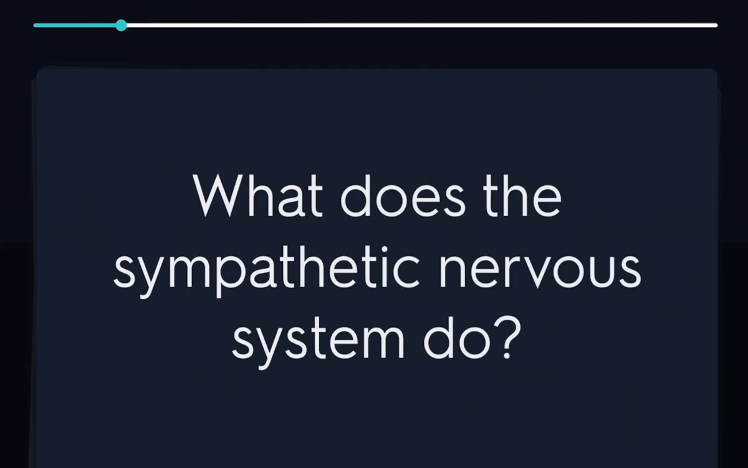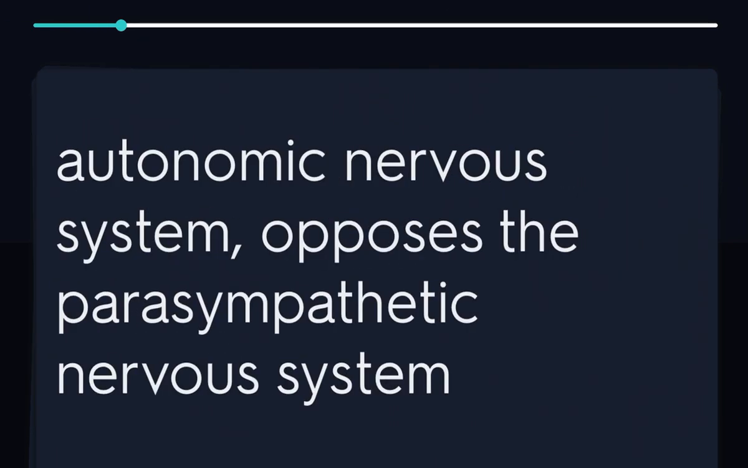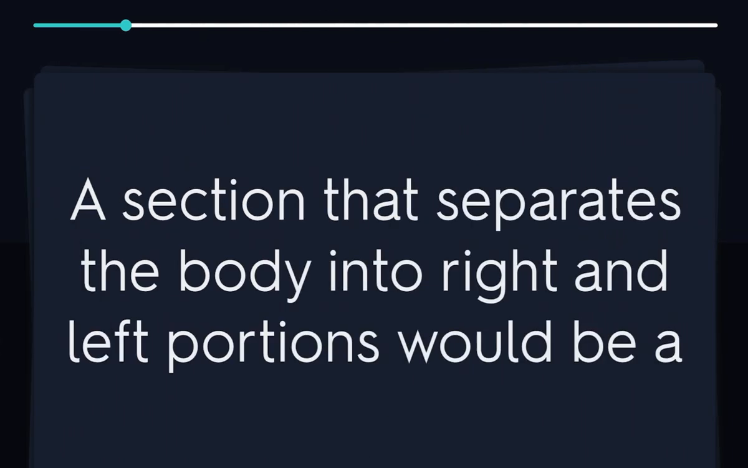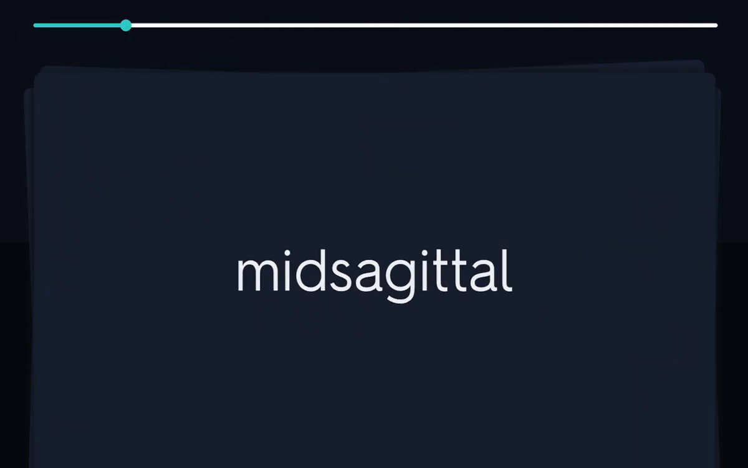What does the sympathetic nervous system do? Autonomic nervous system opposes the parasympathetic nervous system. A section that separates the body into right and left portions would be a midsagittal.